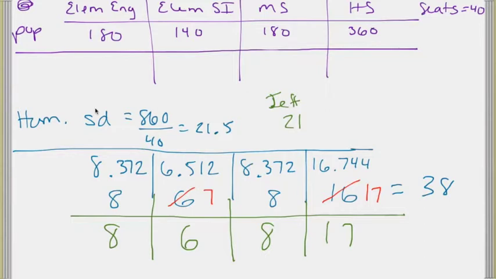So trial and error, let's try 21.25. What did the total end up being? 39. Oh. And it needs to be 40. So we'll try 21.25.